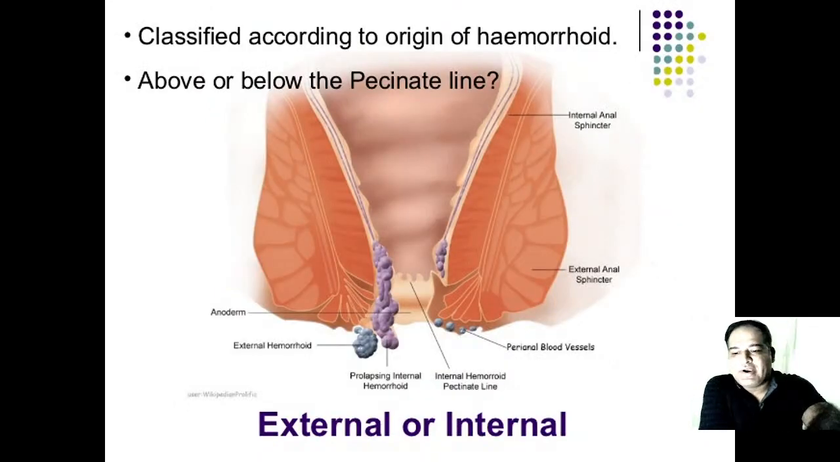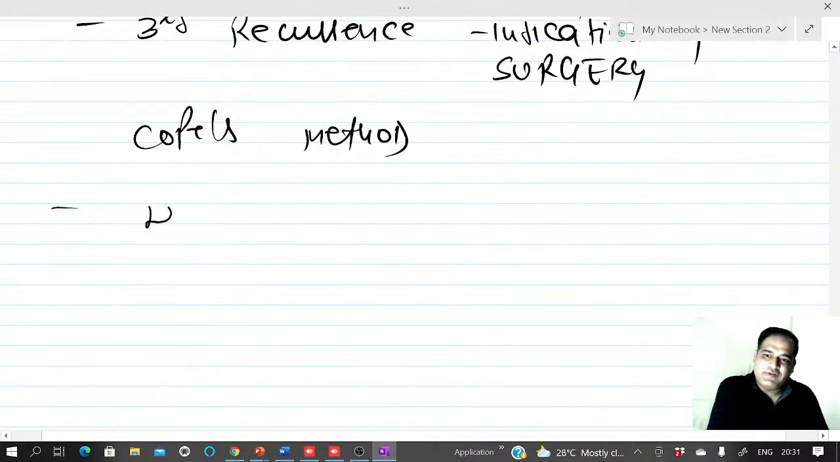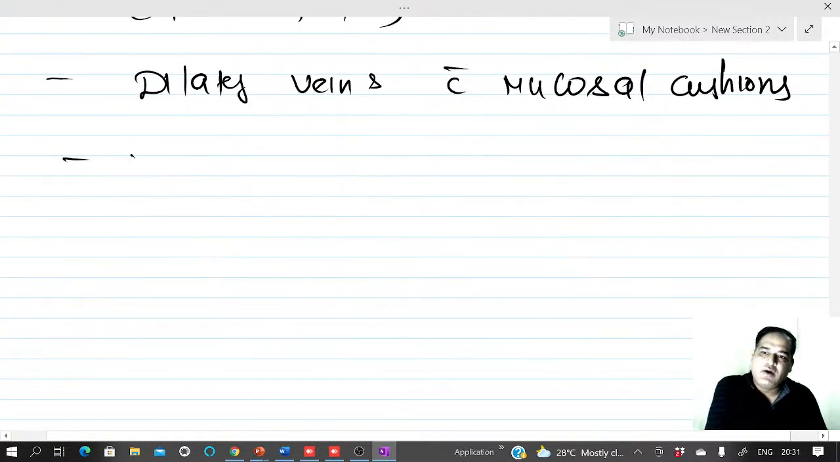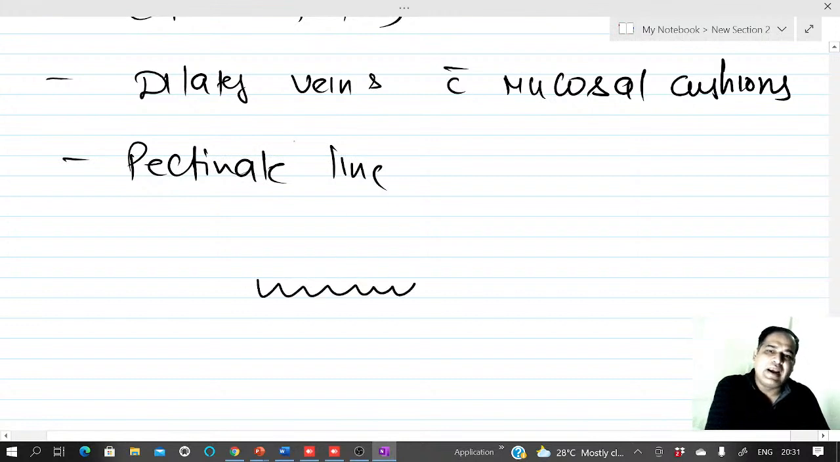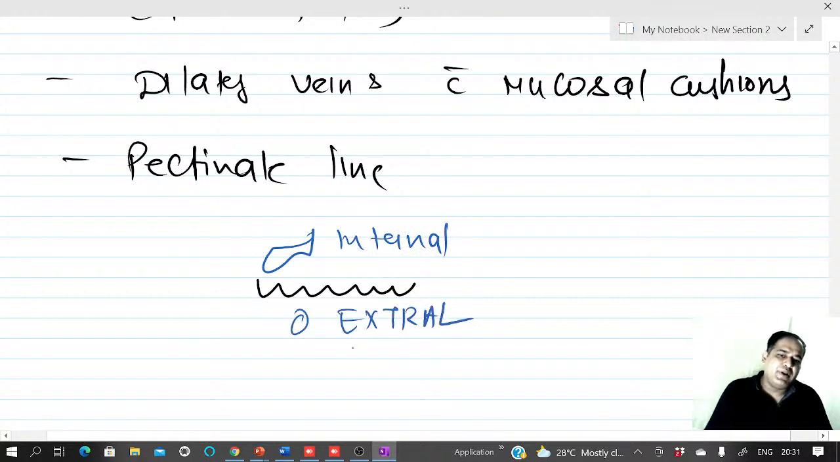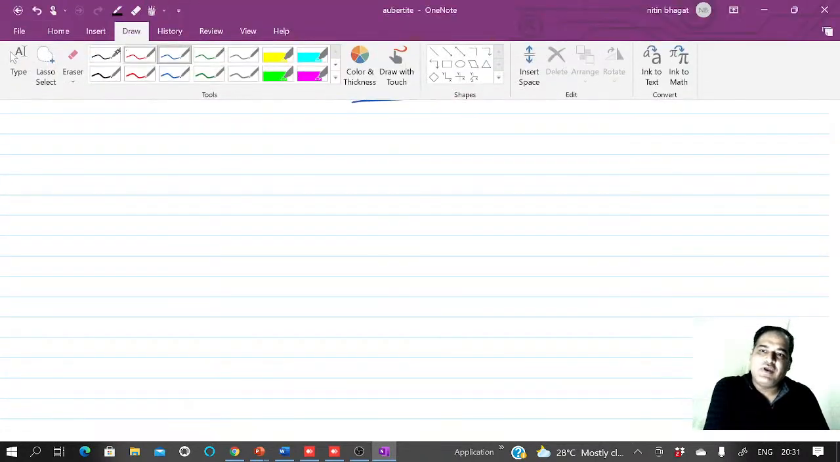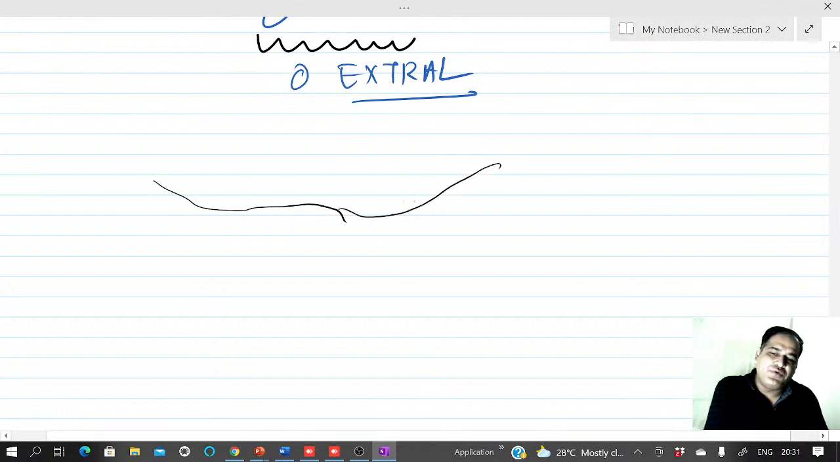Fine. Now you see hemorrhoids. So hemorrhoids, basically they are dilated veins with mucosal cushions. Now the pectinate line is the landmark. If the hemorrhoids are originating from above the pectinate line, they are called internal hemorrhoids. If they are originating from below, they will be called external hemorrhoids.